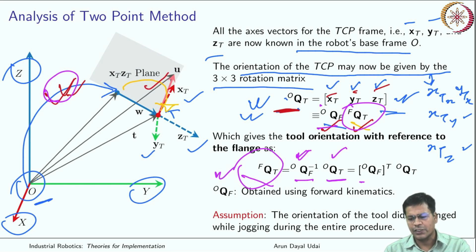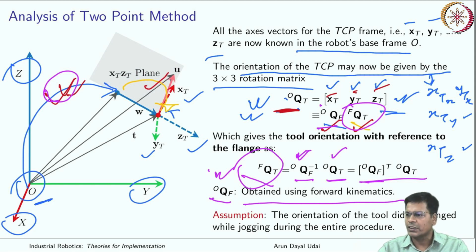Okay, so again the inverse is equal to the transpose of the matrix. So this is there. Now 0 to F, you know, is obtained using forward kinematics. So this is calculated. The only assumption here is that the orientation of the tool didn't change while jogging during the entire procedure. So the tool frame should be kept, but one can work on this algorithm and make it rugged against that also.